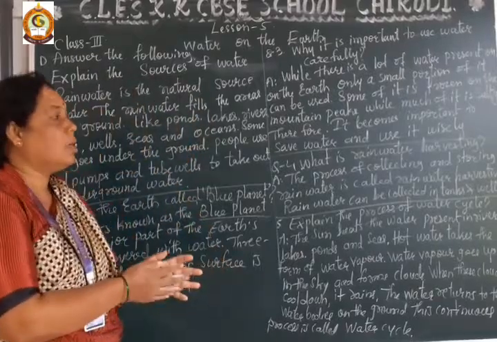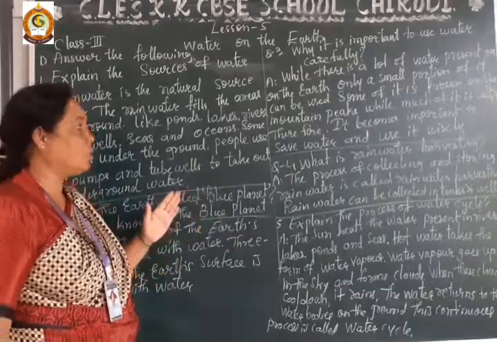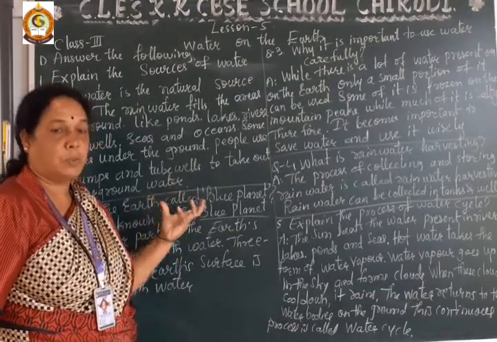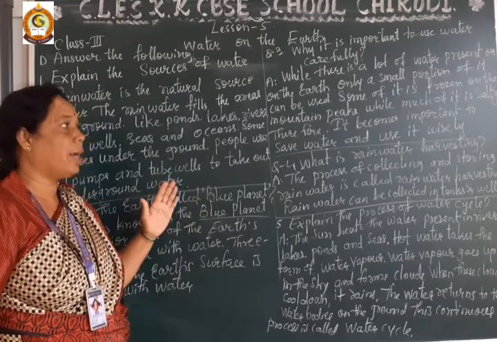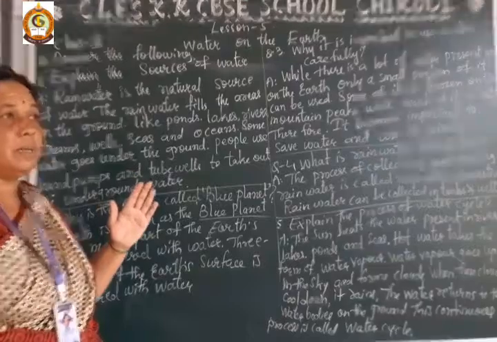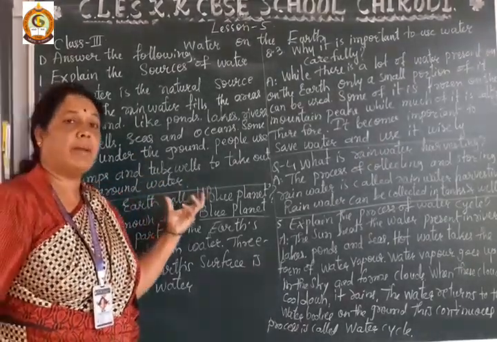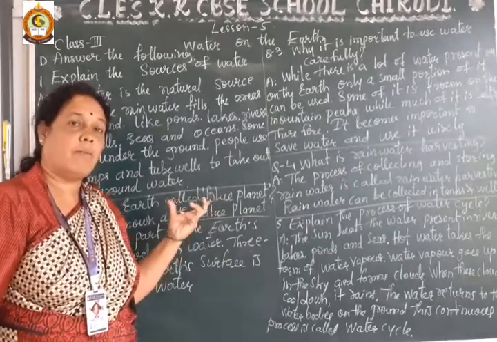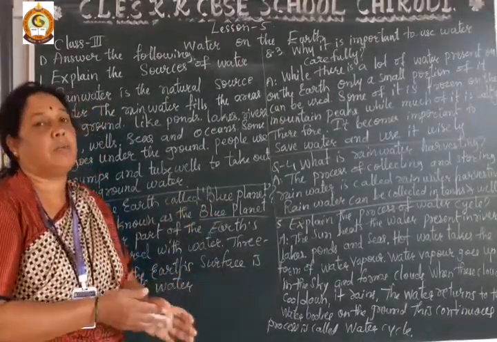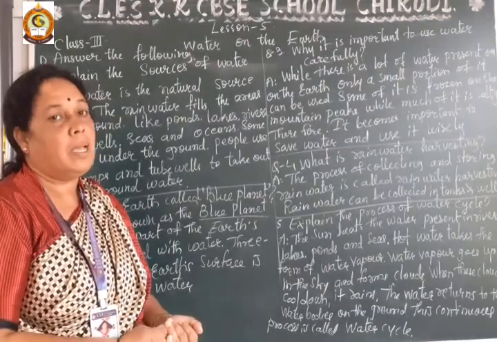Okay, dear student. So take down all these question answers in your homework book. Once again I will send the photocopy of these question answers, because I think the writing on the board is not clearly visible. But you still have to copy all these question answers in your homework book. Till here, lesson number 5, Water on the Earth, is completed.